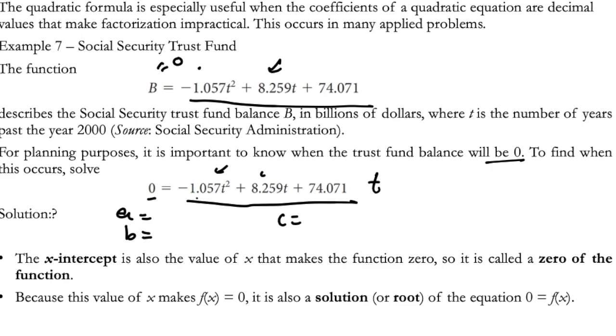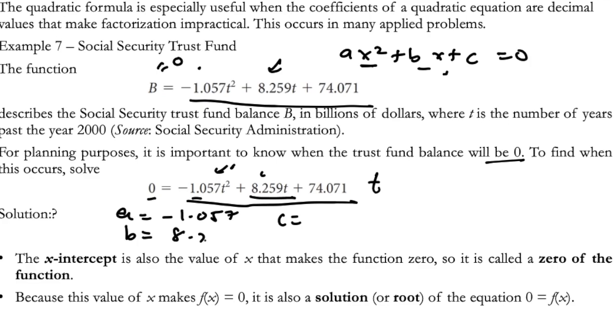In this case, because ax squared plus bx plus c equals 0, this is the generic formula. So x squared, t squared, so a here is minus 1.057. Bx is this bit, so b here is 8.259. C is this one, a constant, 74.071.